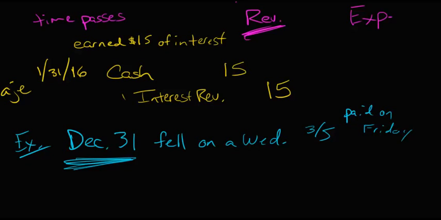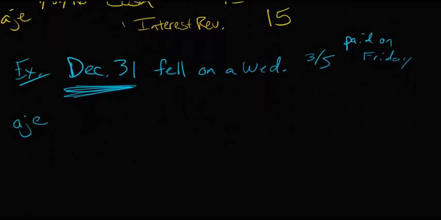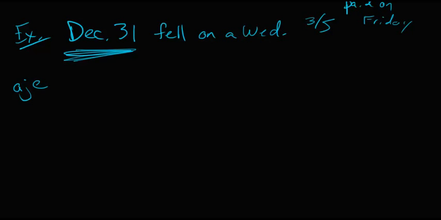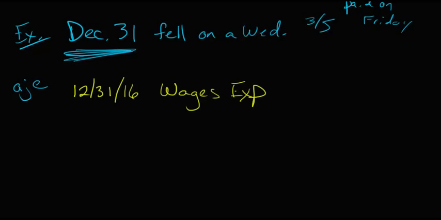You'd be understating your expenses in your financial records if on December 31st you didn't make some kind of adjusting journal entry to reflect the fact that these people have worked a part of a week, a small portion of a week. So now we need to make some kind of journal entry. We're going to say, okay, December 31st, 2016, we're going to make an entry to reflect this wages expense, or salaries expense, whatever you want to call it. We'll call it wages expense.